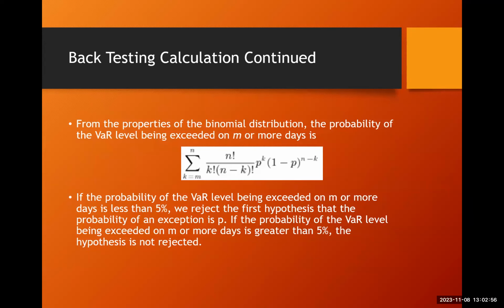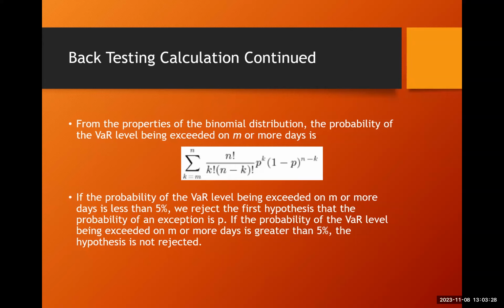To find those probabilities, you'll have to use the binomial model. From the properties of the binomial distribution, we have a way of actually calculating the probabilities. We just add up all the probabilities that we're looking at. So let's say we have 100 trials. We're looking at an alpha of 5%. And we see that we get 8 exceptions.